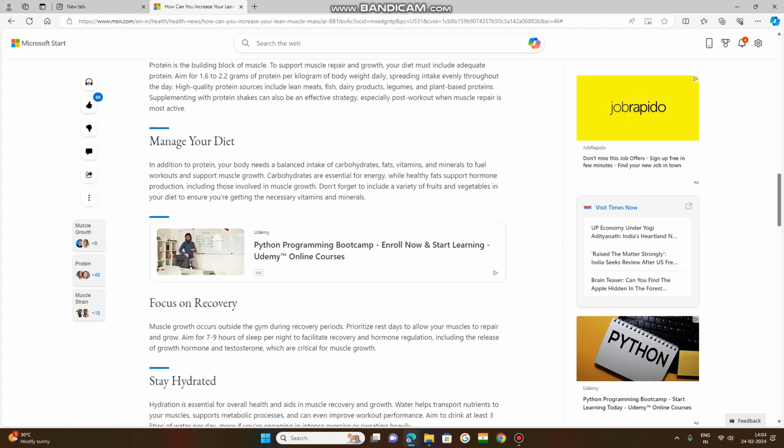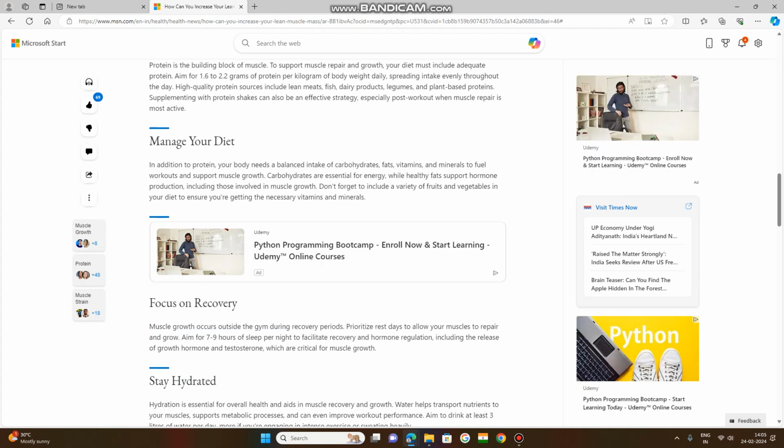Muscle growth, you can achieve outside the gym, during recovery periods. Once you have done the gym exercise and come out of the gym, your recovery starts. Prioritize rest days to allow your muscles to repair. Whenever you give rest time, your muscles will be repaired and grow.